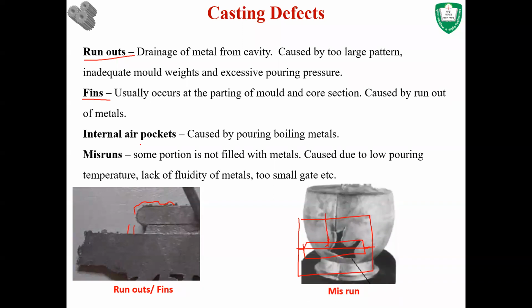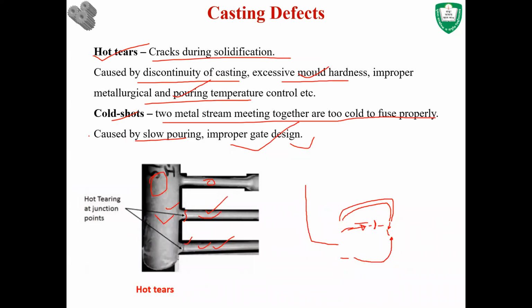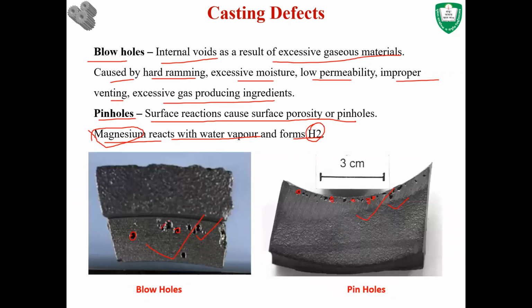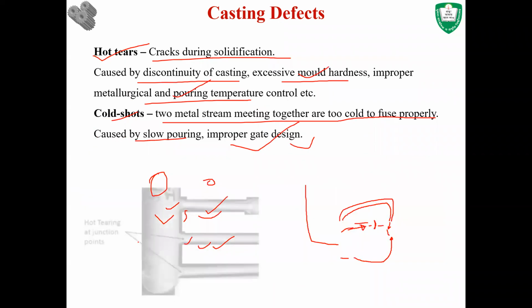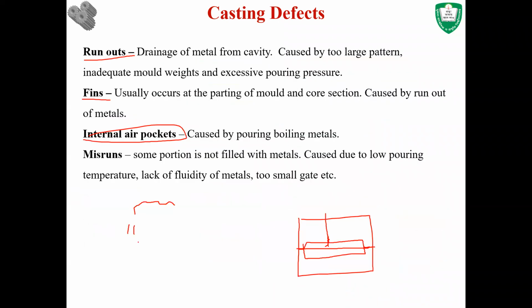And internal air pockets and misrun are caused by pouring boiling metals. If you have a boiling metal poured into the cavity, then there will be internal air pockets, which are very similar to the blowholes defect. Okay. The formation of those is basically due to the boiling metals. Because of the boiling metal, the gases produced cannot escape from the system.